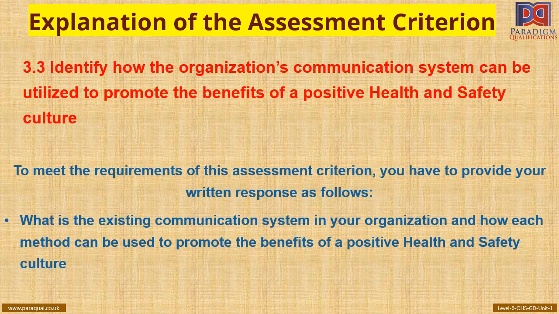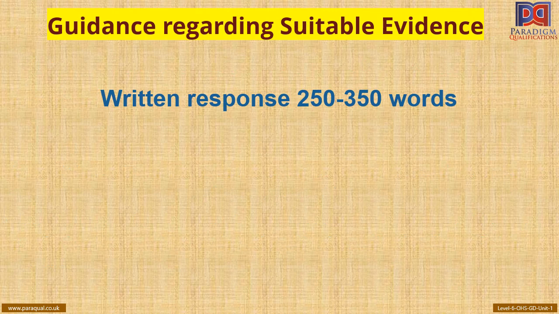3.3 Identify how the organization's communication system can be utilized to promote the benefits of positive health and safety culture. This assessment criterion is also designed to measure your understanding, so you must write your response for the following. What is the existing communication system in your organization and how can each communication method be used to promote the benefits of a positive health and safety culture? Your response must be between 250 to 350 words.